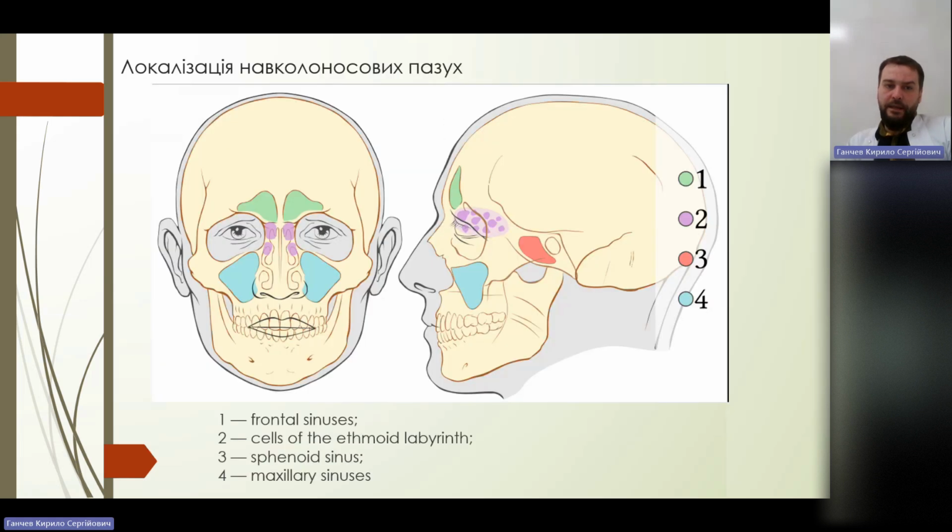And here you can see the paranasal sinuses. So we have frontal sinuses, the green ones, right? Cells of the ethmoid labyrinth, the purple ones, and sphenoid sinus, and the maxillary sinus that we talk about today. It's the blue one.